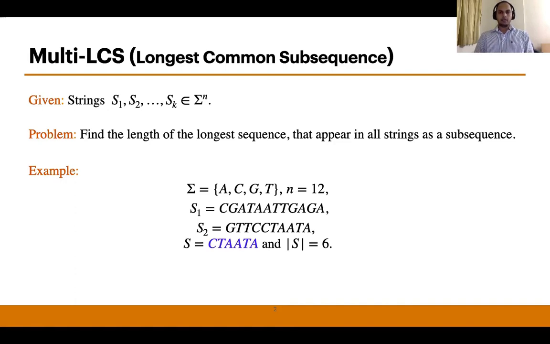Let's consider sigma as a set of 4 characters A, C, G, and T, and let's take n equal to 12. As you can see, S1 and S2 are two strings of length at most 12 over alphabet sigma. And S is the longest common subsequence of S1 and S2, and the length of S is 6. So given S1 and S2 as the input strings, the problem of multi-LCS is to compute the length of the longest sequence, which is 6 in this case. Now we know what is multi-LCS.